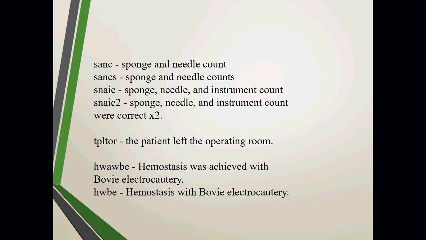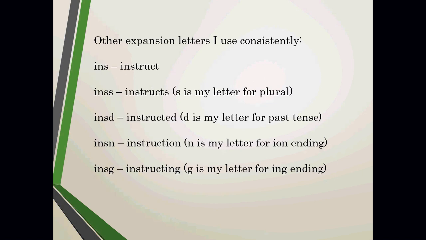And you have to come up with your own system if you add your own entries. But again, you quickly make your own system and make it work for you. And it's worth the time. This is another thing that I do consistently all the time. I put in a base word like instruct, and I make the keyword INS. And then I put S for my plural, D for past tense, N for TION or ION, and G for ING.